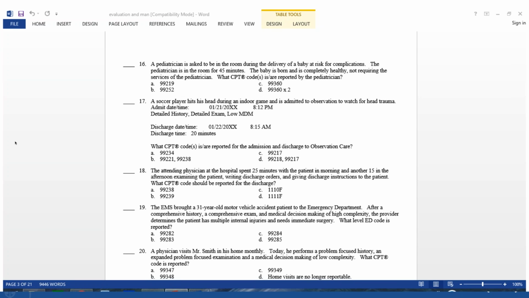Number 18 is B as in boy. Correct. Told ya. Number 19. The EMS brought in a 31-year-old motor vehicle accident. Where? Where's my location? Who?